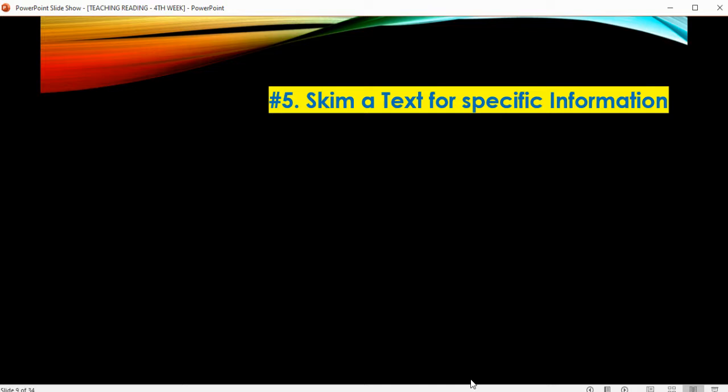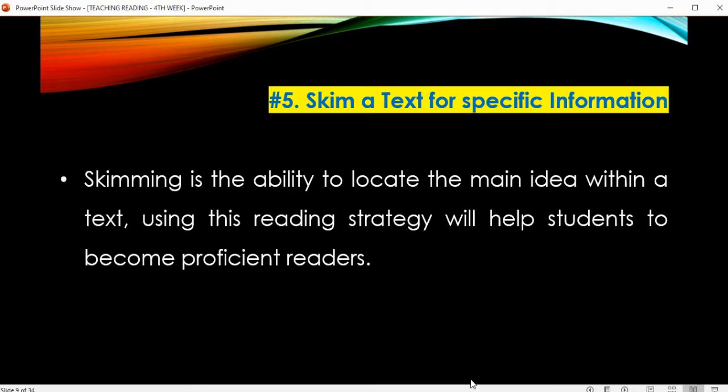Let's continue with number 5. Here we have one of the major skills or sub skills that we have in reading, that is skimming. Skim a text for specific information. Skimming is the ability to locate the main idea within a text. Using this reading strategy will help students to become proficient readers. Remember, it's when you read a text quickly in order to find out the main idea of the text. That's why it says that they are going to be proficient readers.